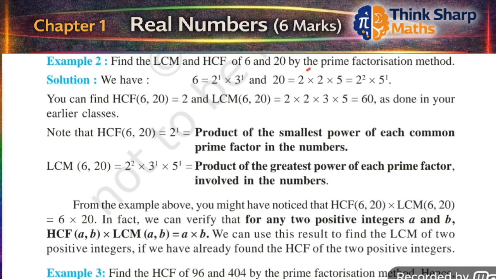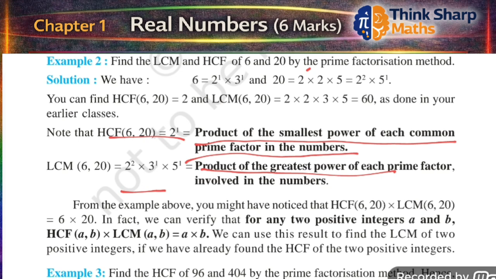Okay, so what we have learned till now is that the HCF is 2. Highest common factor is 2 power 1. Why have we taken this? Because it is the product of the smallest power of each common prime factor in the numbers, so we take the smallest power which is common in both. And for LCM we take the product of the greatest power of each prime factor involved in the numbers. Okay, from the example above you might have noticed that HCF into LCM, if you multiply this with this, you will get 6 into 20.